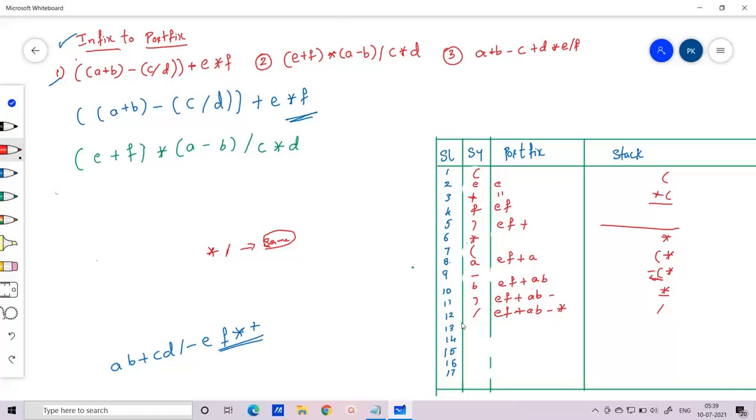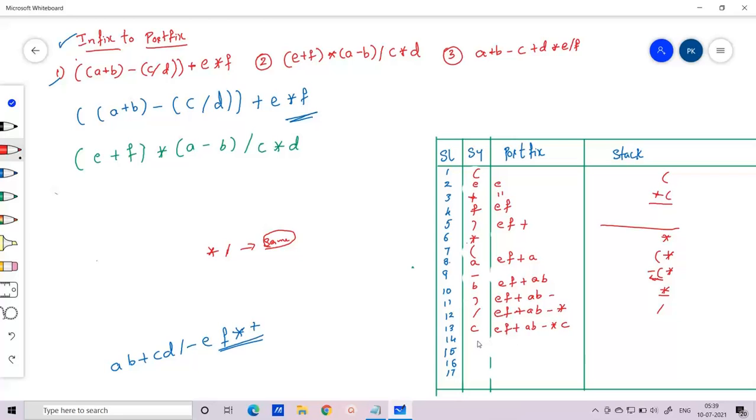Okay, so this is the thing you need to remember. When you have an operator with the same or higher precedence, the operator should be removed from the stack and written onto the postfix expression. Again, coming to the next character, we have c. So c is an operand, so we'll write it directly into postfix. So I'll get ef plus ab minus into c. So this will be our postfix expression.